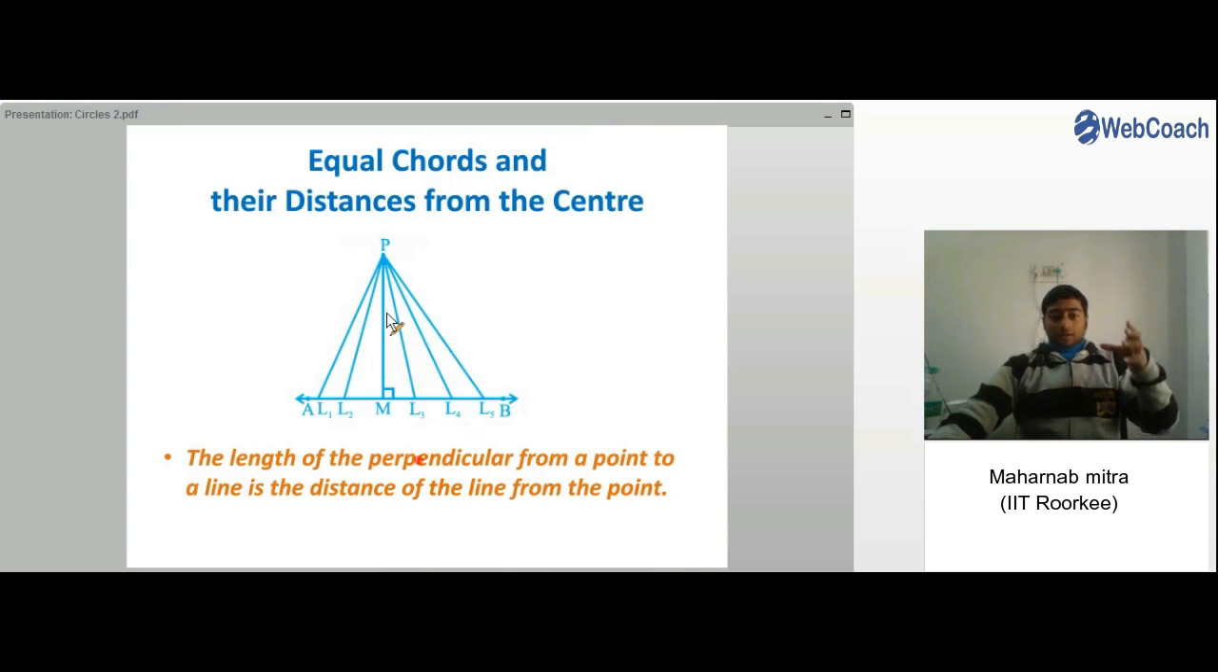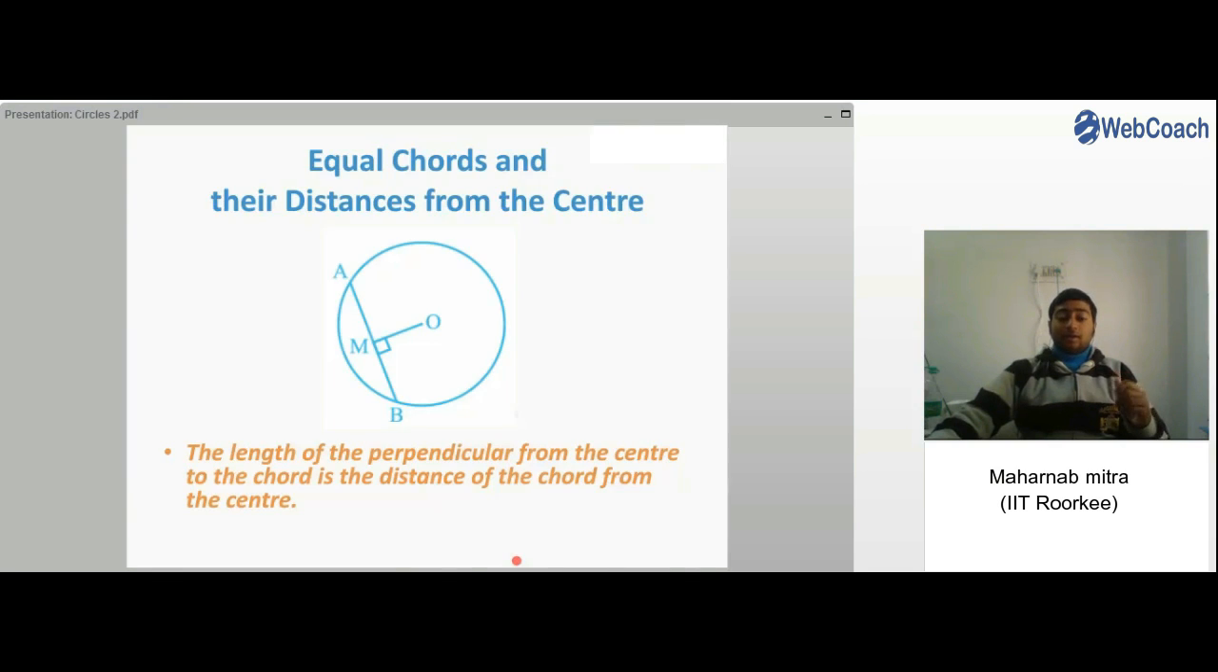So we can define the distance between a point and the line in this way. The length of the perpendicular from a point to a line is the distance of the line from that point, right? And we will use this to define what is the distance of a chord from the center of a circle. And it is the same thing as well. The length of the perpendicular from the center to the chord is the distance of the chord from the center, right? This perpendicular line segment, which is OM, is the distance of this chord AB from the center O, right?